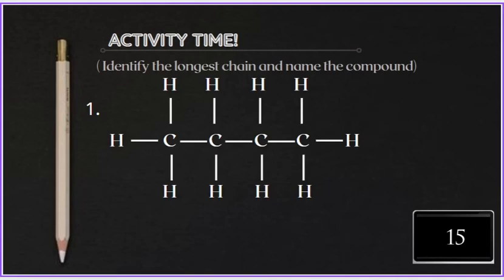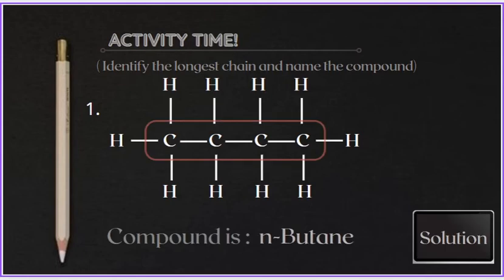So now, let's see, given this compound, try to name it according to the number of atoms it has. You could pause the video and solve it on your own. Okay, so now we come to the solution. As you can see, it's a normal 4 carbon atom straight chain compound, and hence it will be called n-butane.